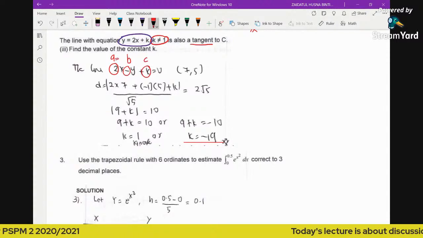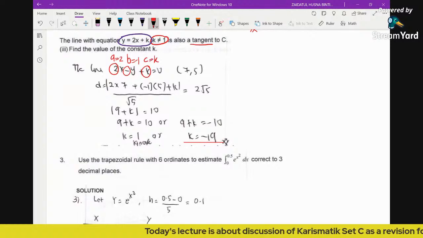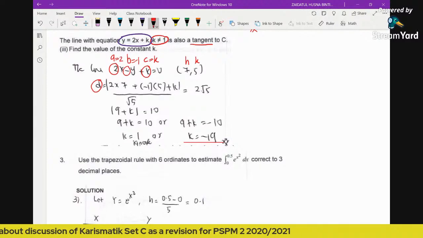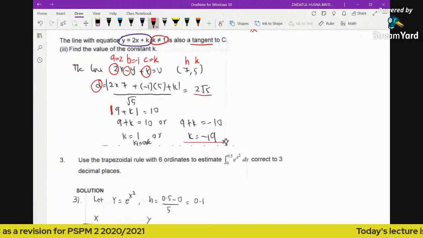Okay, so now we can say that A is 2, B is negative 1, and C is k. Now substituting the ABC and also the HK into the formula of shortest distance, and we equate with the radius. So you will have this, the modulus of 9 plus k equals 10.